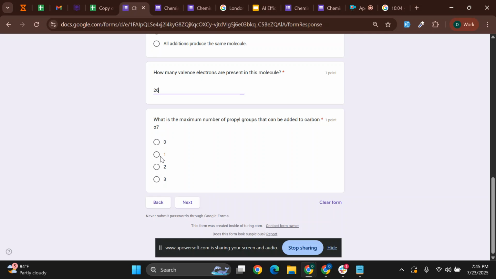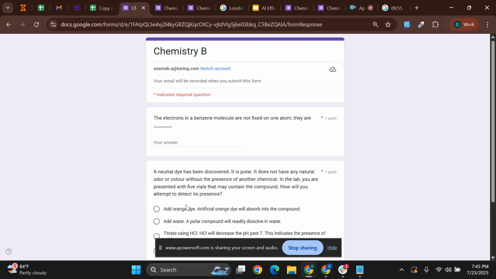I think it's zero. The electrons in a benzene molecule are not fixed on one atom. They are. I don't know much about this, so I will leave this.